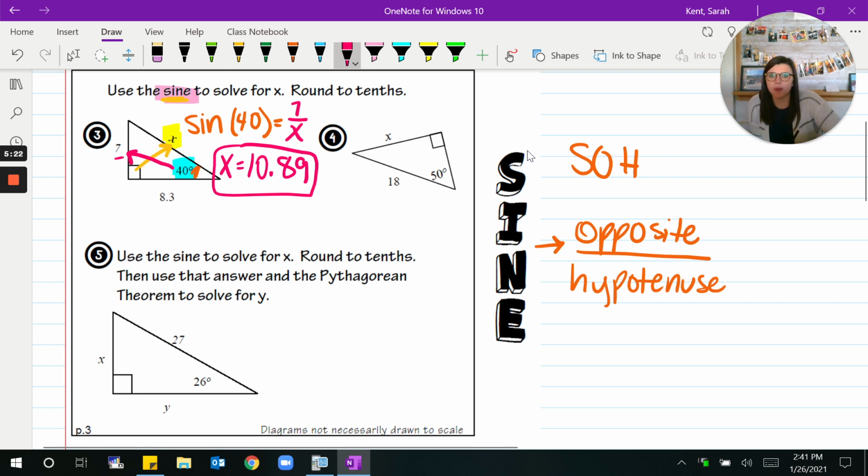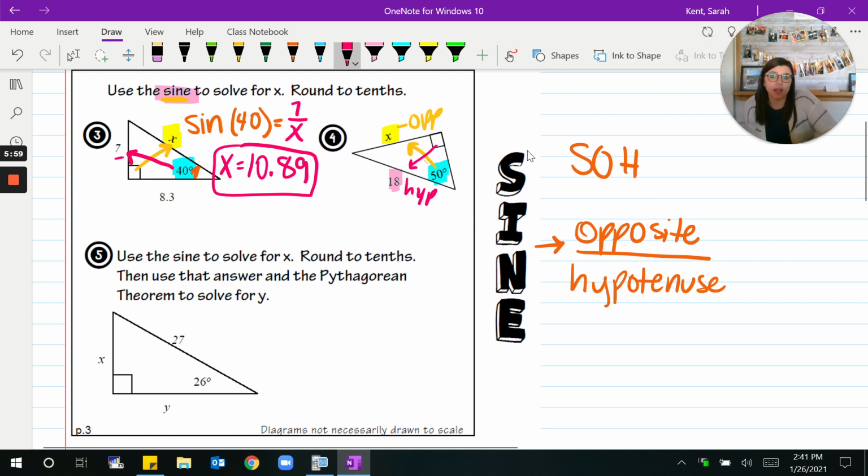All right, let's look at another one. Here, number 4, if we look at the angle, here is 50 degrees. We can see we've got x, which in relation to 50 is opposite 50. And here we have 18, which is across from 90, that's our hypotenuse. Since we have an opposite and a hypotenuse, we want to use sine.